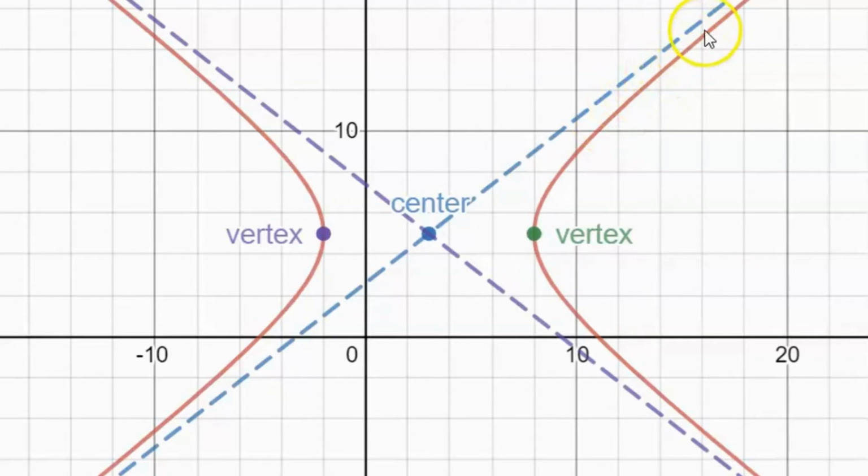Our hyperbola will never cross the asymptote. Notice that we're going to get closer, but never cross it. It doesn't matter what branch we're on, we're just going to keep getting closer, but never cross it.